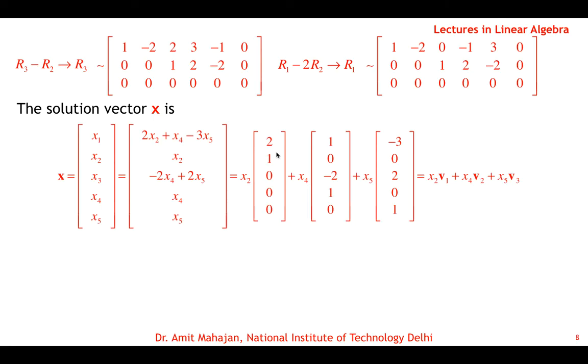These vectors we can call v1, v2, v3. So clearly the x vector, which is a solution satisfying the homogeneous equation, can be written as a linear combination of three vectors v1, v2, v3. These three vectors are in null space A, they span the null space A, and these three vectors are linearly independent. You can easily check.